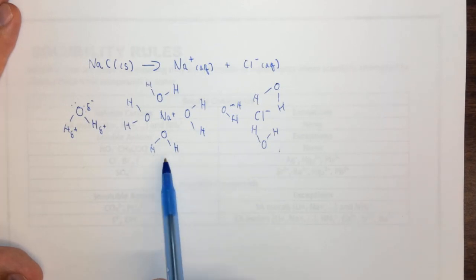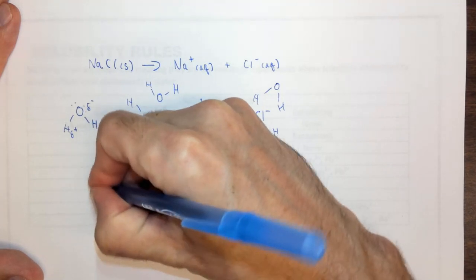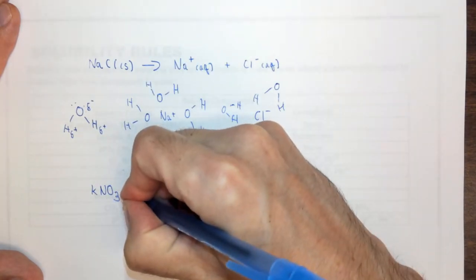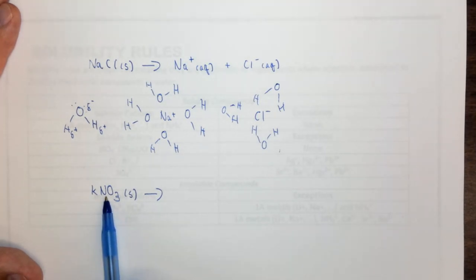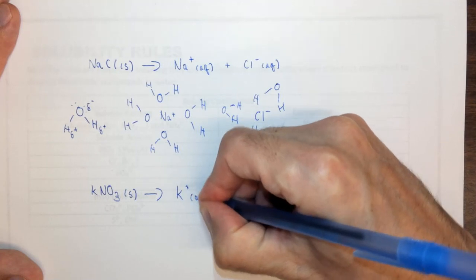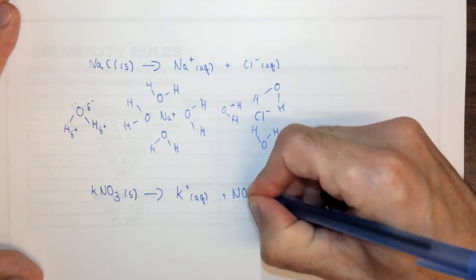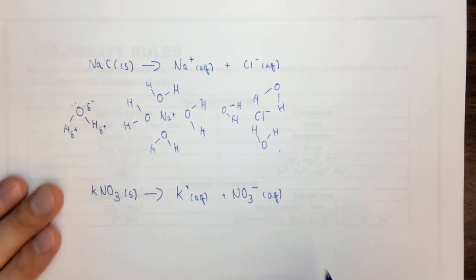So let's look at another example. If we have KNO3 solid, potassium nitrate, notice that this contains the polyatomic ion nitrate. This will break up into the ion K+ aqueous plus NO3- aqueous. So it breaks up into its ions.